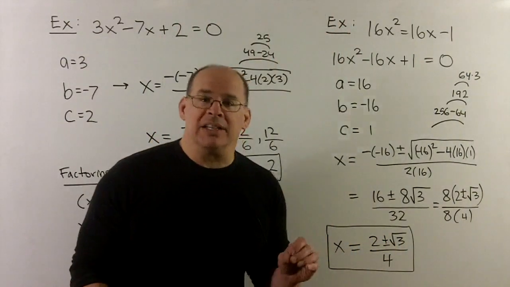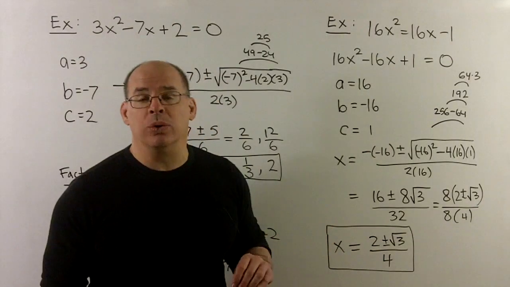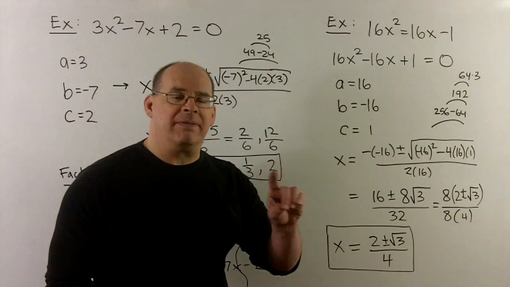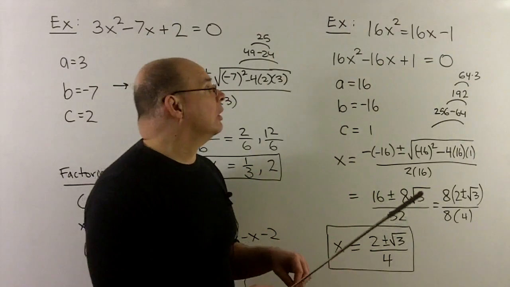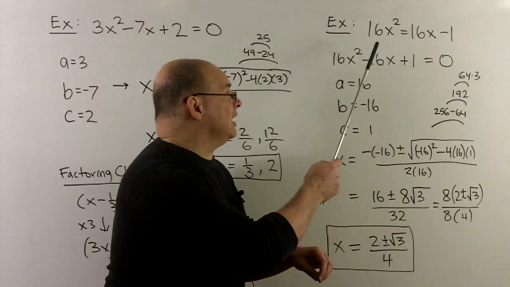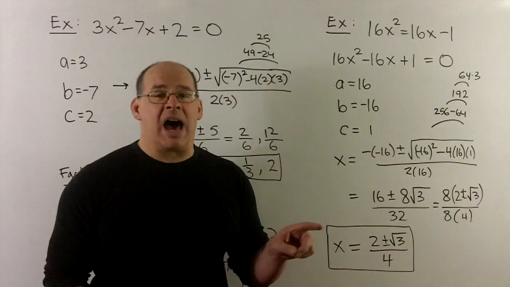Let's look at an example that factoring can't handle. So this is going to have a square root in it. We're only able to apply factoring to situations where the answers are rational numbers. What we'll have, 16x squared equals 16x minus 1. So note, this is not cleaned up.